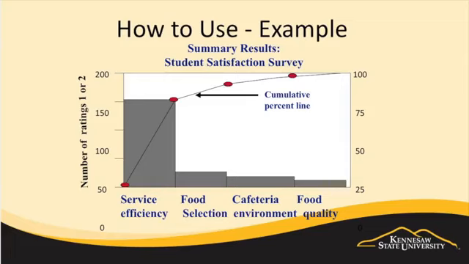Using the 80-20 rule, the first 2 or 3 bars usually account for about 80% of the problem. If you can fix those root causes, you can make a significant improvement.